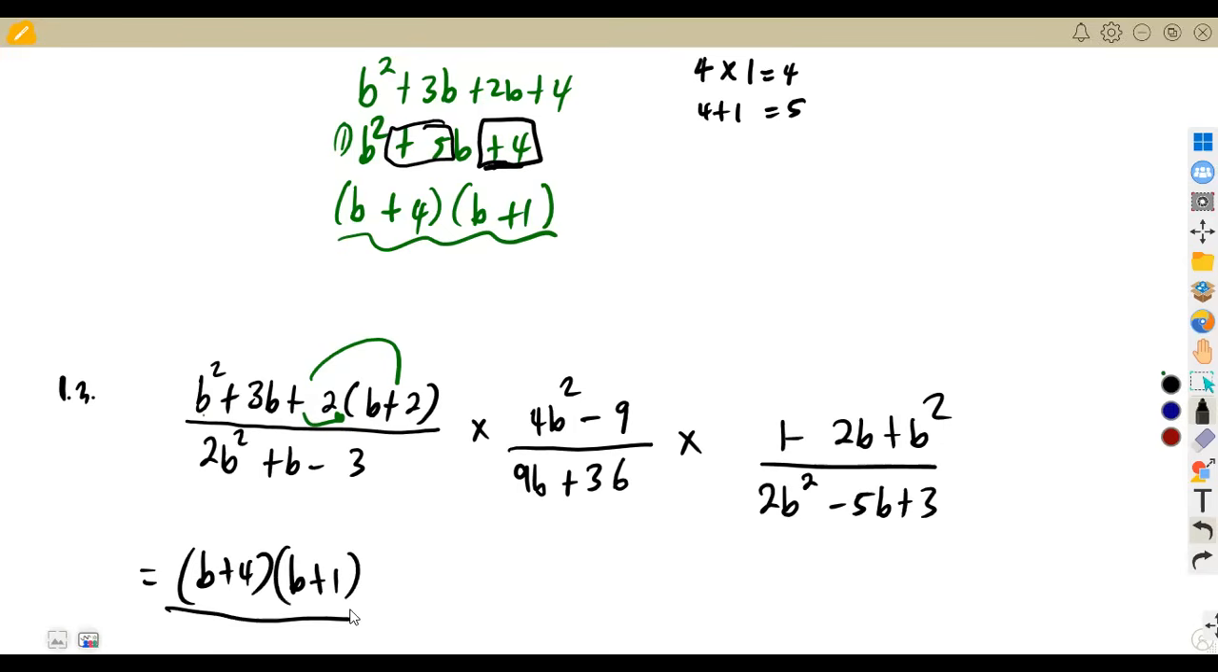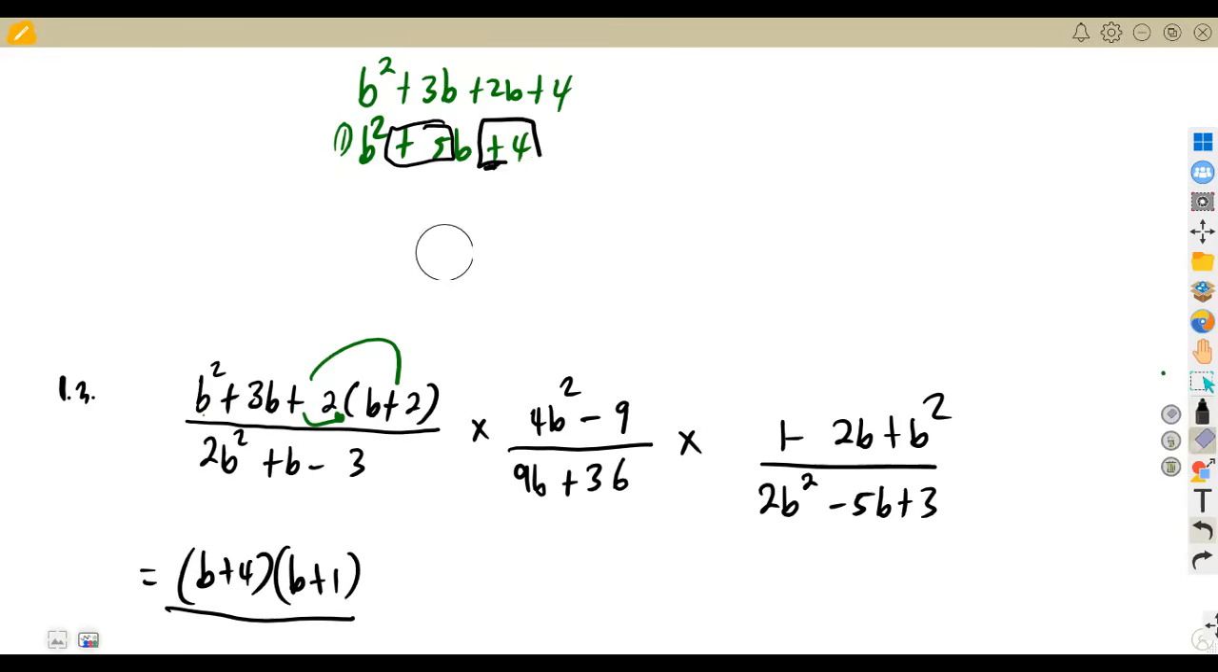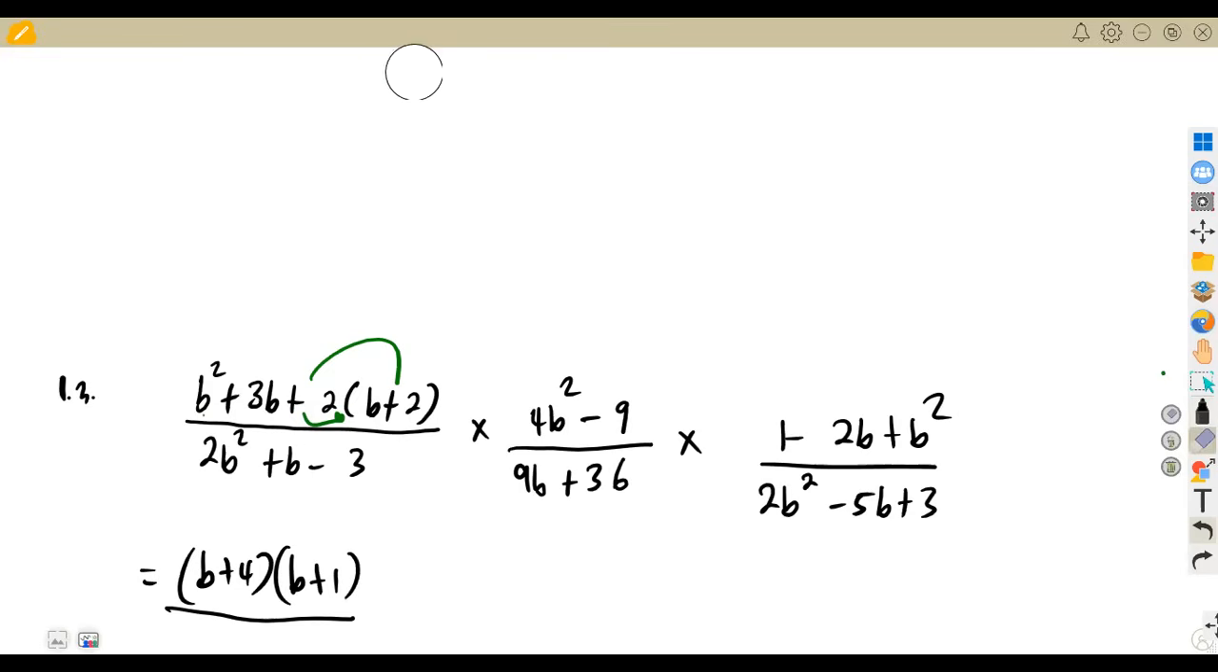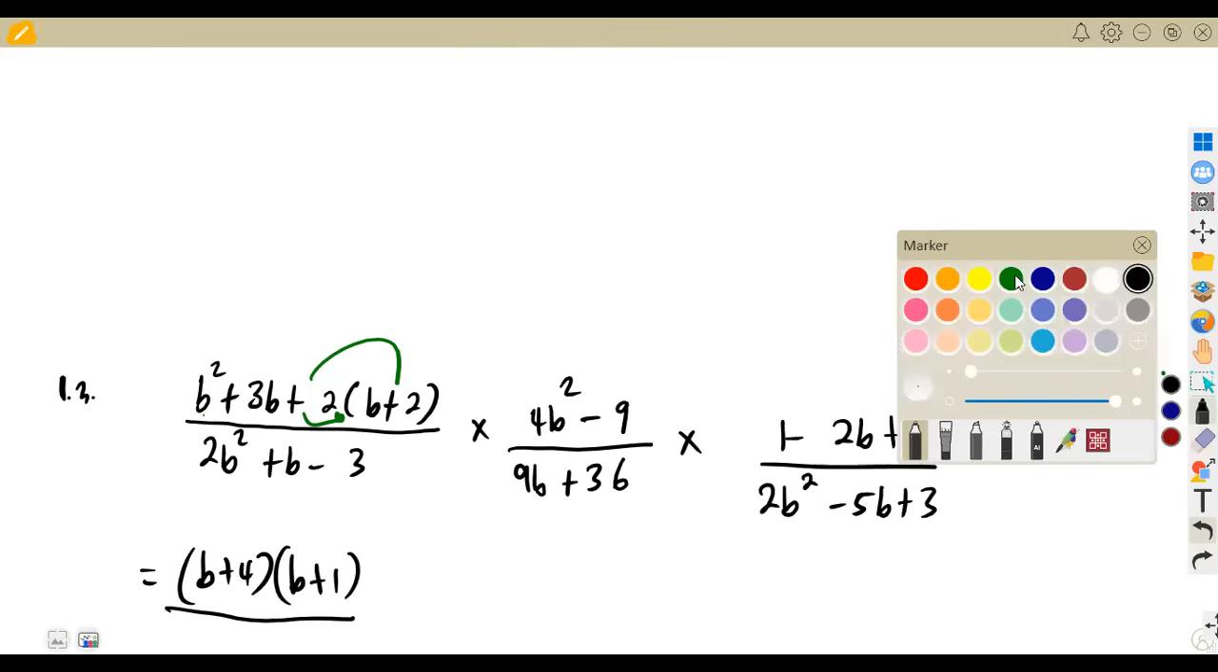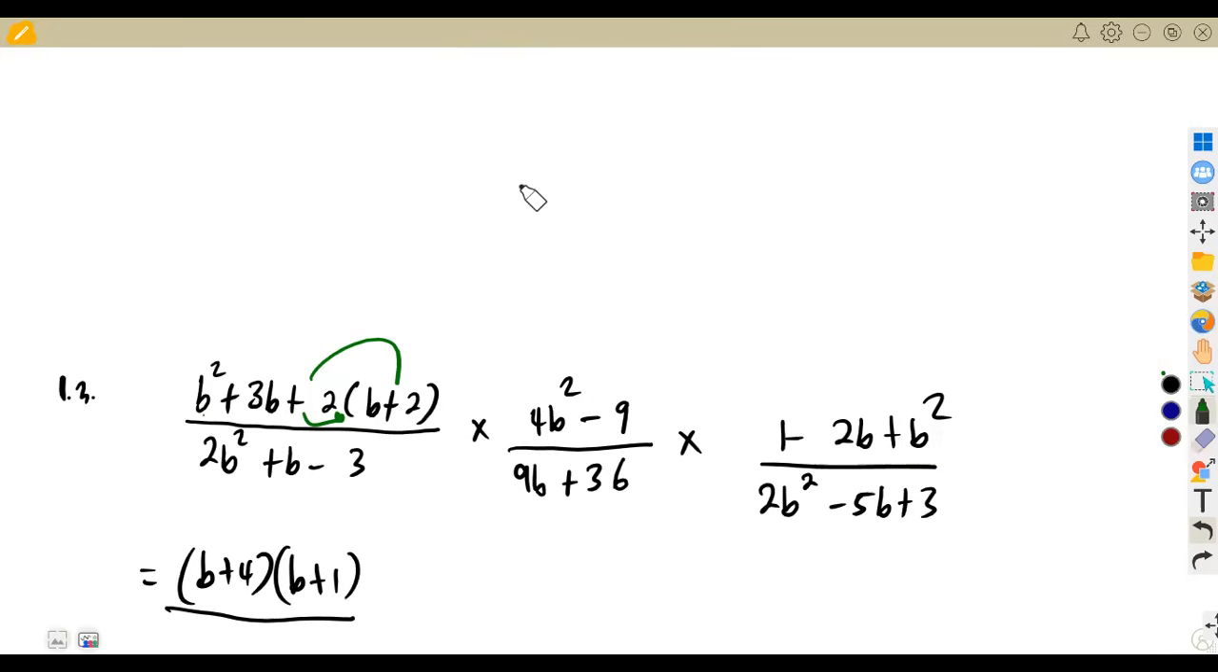Everything over, we've got a quadratic that we need to factorize again. This one is a different type of quadratic expression, because here the coefficient of b squared is not 1, it's 2. So you're going to apply the longer way. Yes, there's a shorter way, but most of us seem to have difficulties using that.